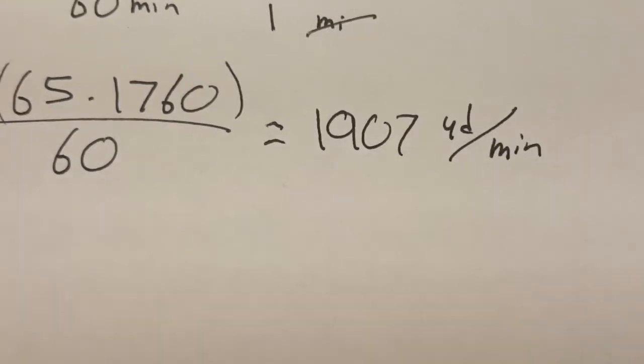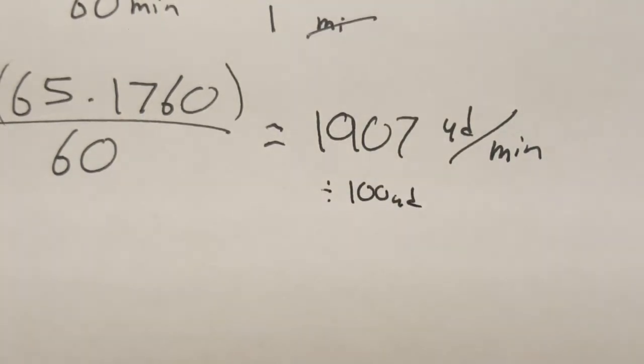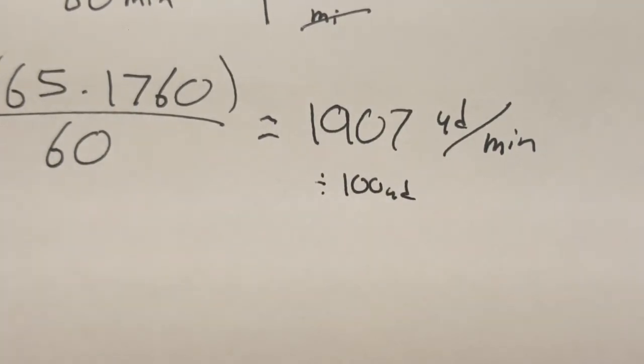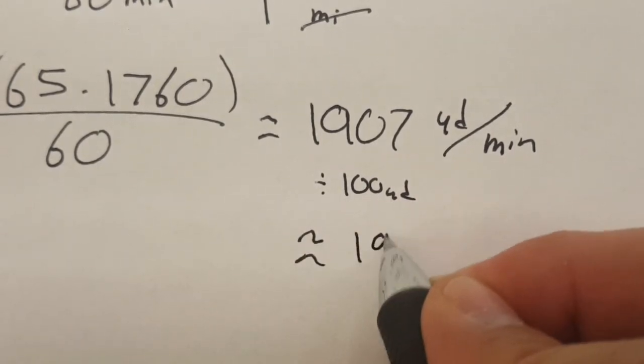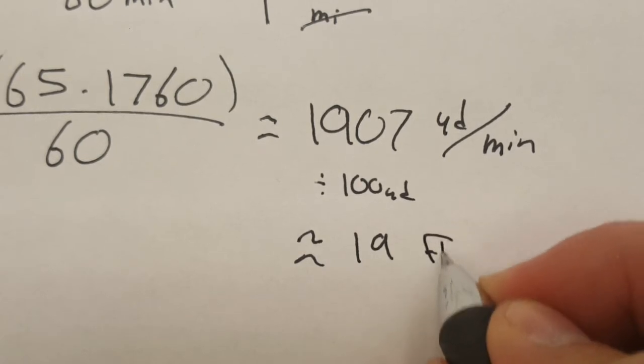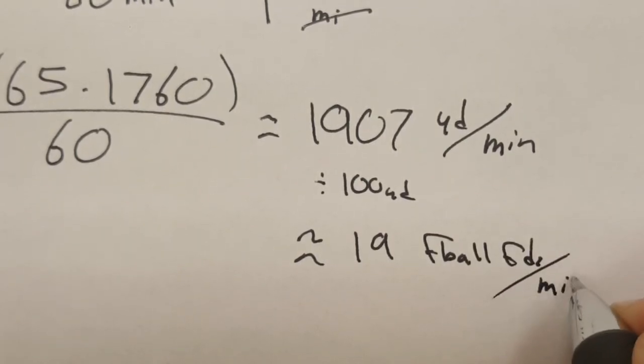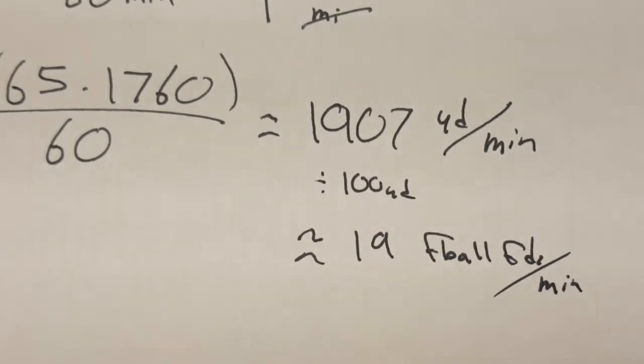Okay, so a little fun there. You can go 1907 yards a minute. If you divide by 100, that's how many football fields you can go in a minute, so about 19. So if you're going 65 miles an hour, you're going to go about 19 football fields in a minute. So you're moving along pretty good. But then again, a minute's a pretty long time.